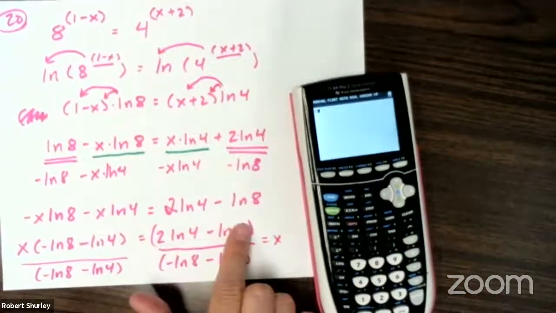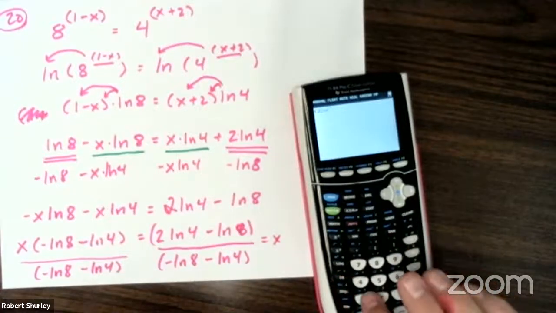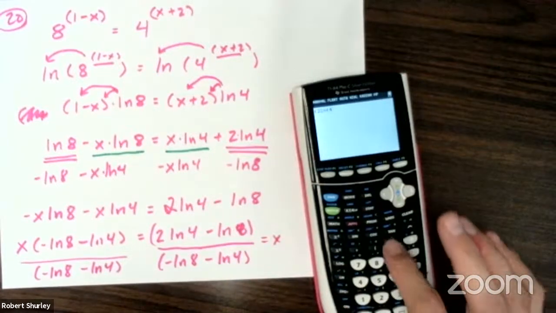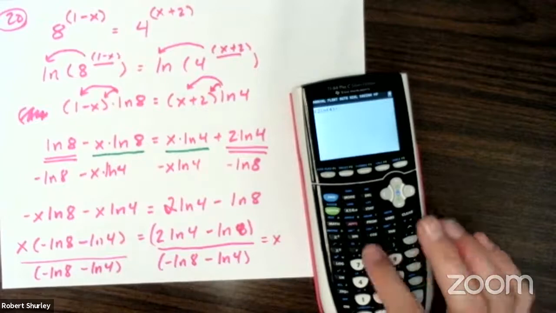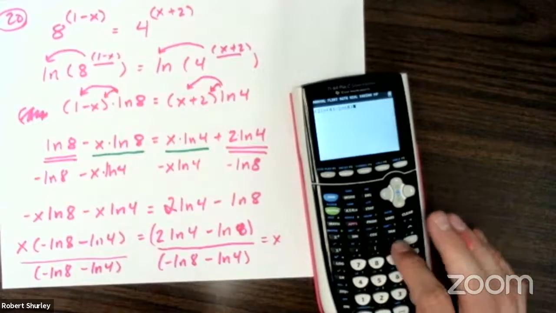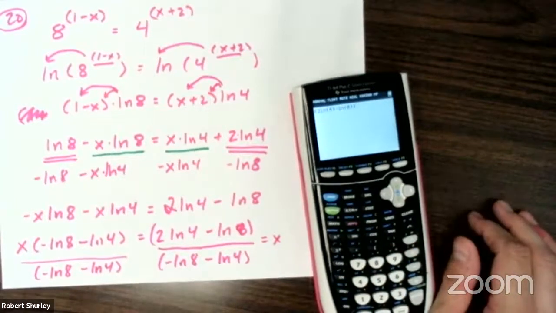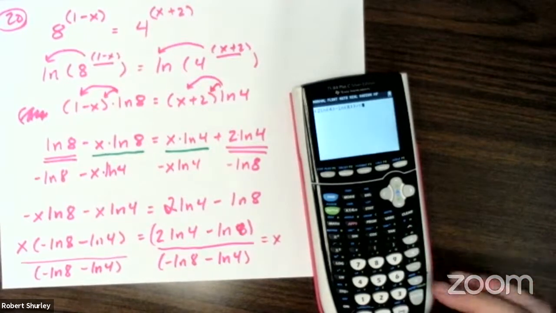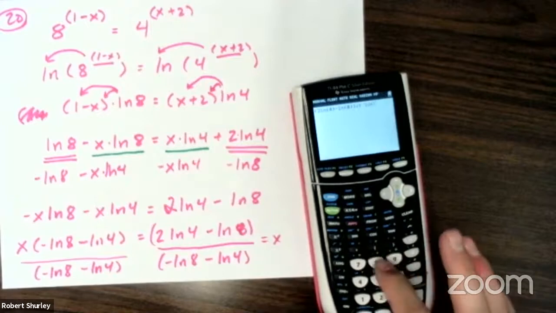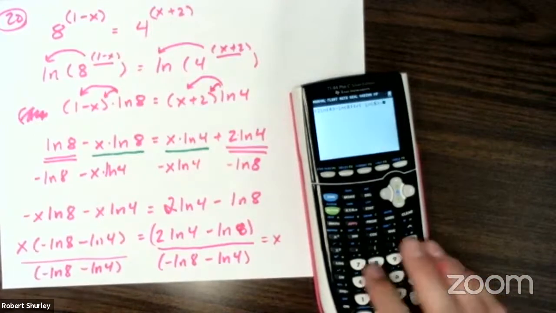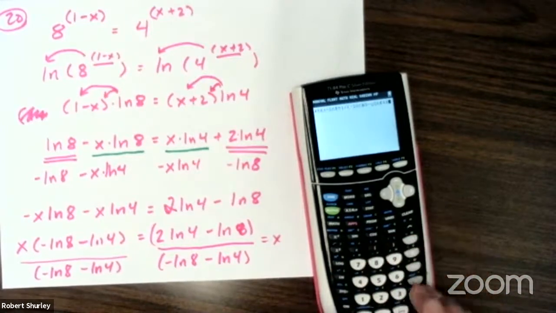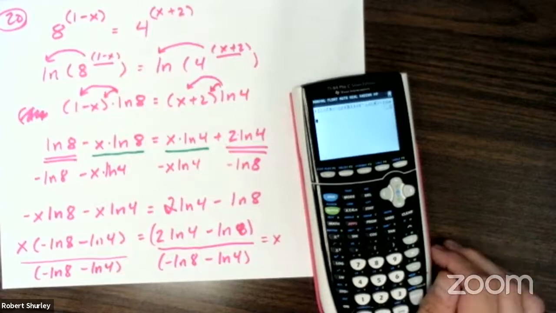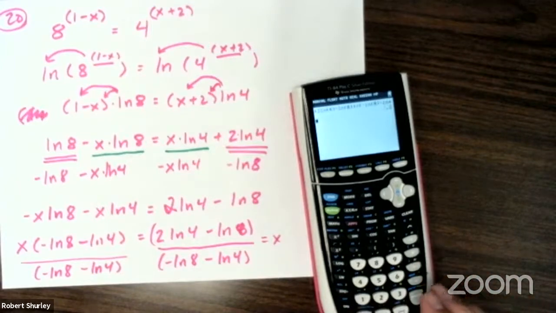I'm going to do a parentheses of the numerator, 2 ln 4 minus ln 8. So close that parentheses for the whole numerator. Divided by, open up another set for the denominator, negative ln 8 minus ln 4. Close that set, hit enter. It equals negative 0.2. Is that right?